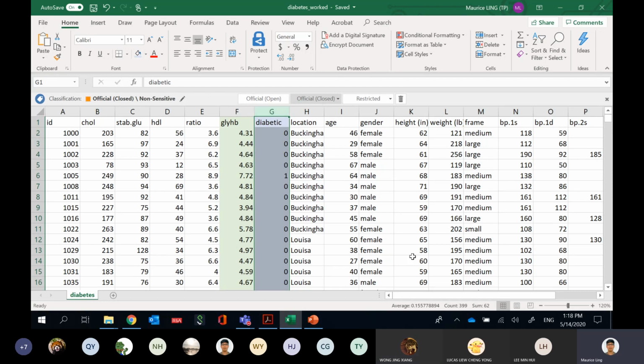So you highlight the whole column. You look at this count 399, which means there are 399 rows, and the sum is 62, which means that you add up all the numbers and it is 62. So basically there are 62 diabetic. Look at this number here. Can you see? If you get the same number, then you're fine. Okay. So now we have coded the diabetic. Save the data sheet if you want to.